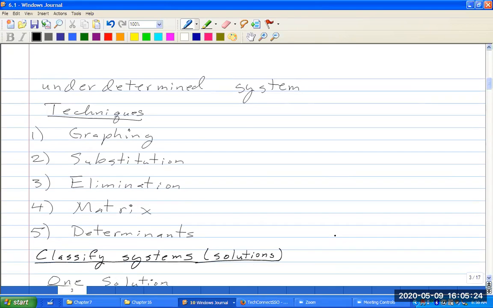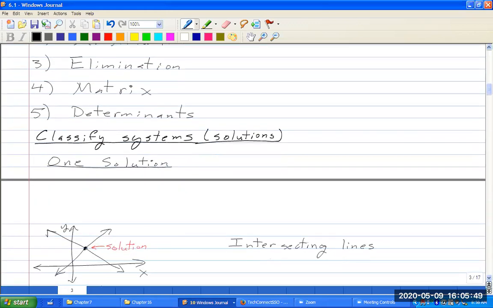Let's recall the techniques that we use to solve systems of linear equations: graphing, substitution, elimination, the matrix methods, and determinants. Of these, maybe the only one that will be somewhat new is the matrix methods. So let me classify systems by looking at how many solutions they have.